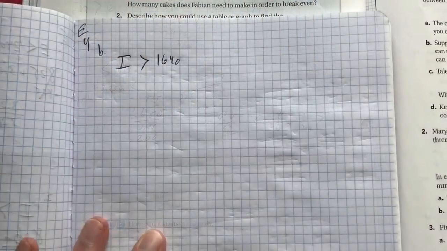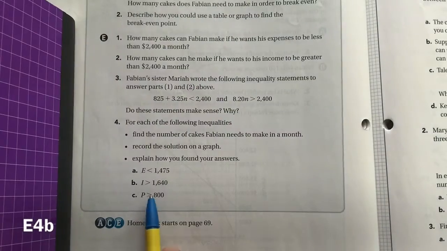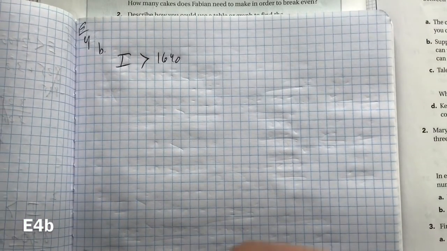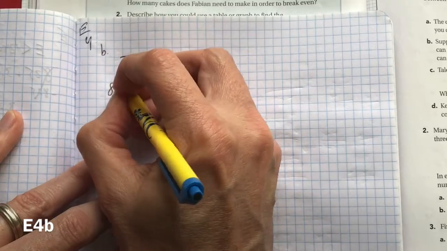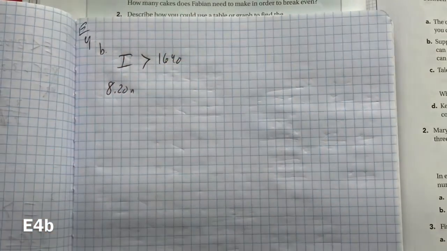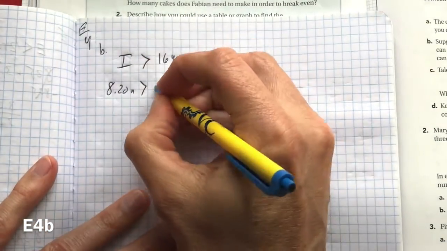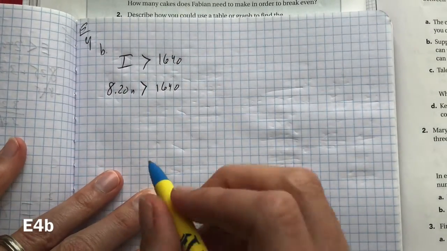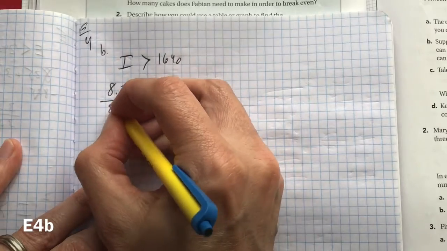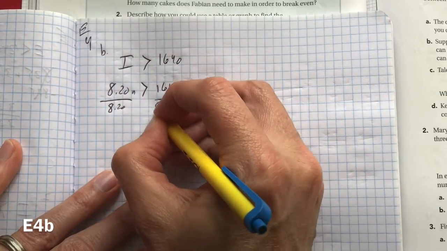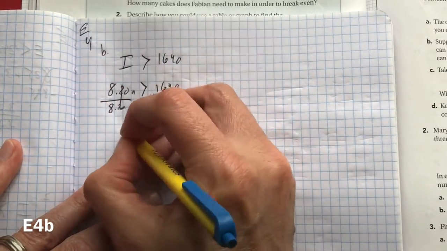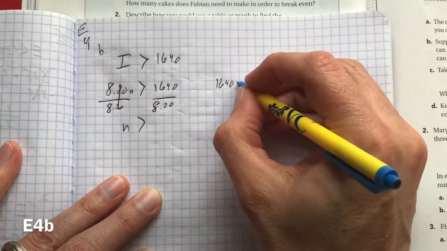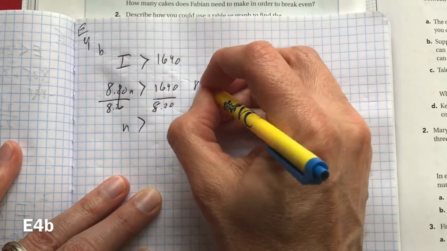For B, income is going to be greater than 1,640. So remember, income was 8.20n. It's going to be greater than 1,640. So in this case, what we need to do is just go ahead and do a straight division. 8.20 divided by 8.20. It's going to be going, and it's going to be greater than 1,640. And the 2 swoops, 1, 2. So we can divide by 820.